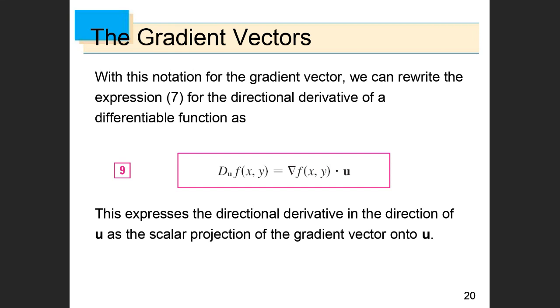Then we use this gradient vector to find another, simpler way to write the directional derivative with respect to a vector u. So we write the directional derivative with respect to u of f(x, y) as the gradient vector multiplied, by dot product, by u. Remember, we always try to take u as a unit vector.